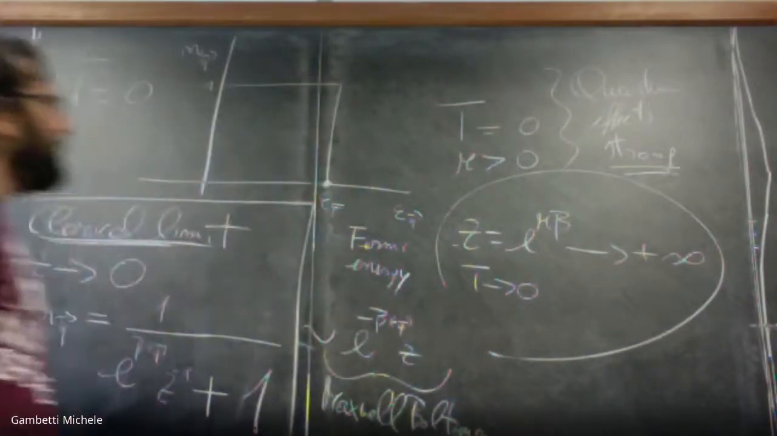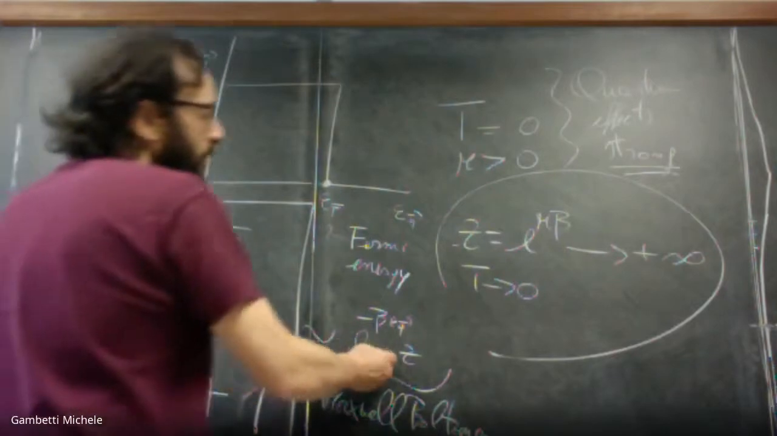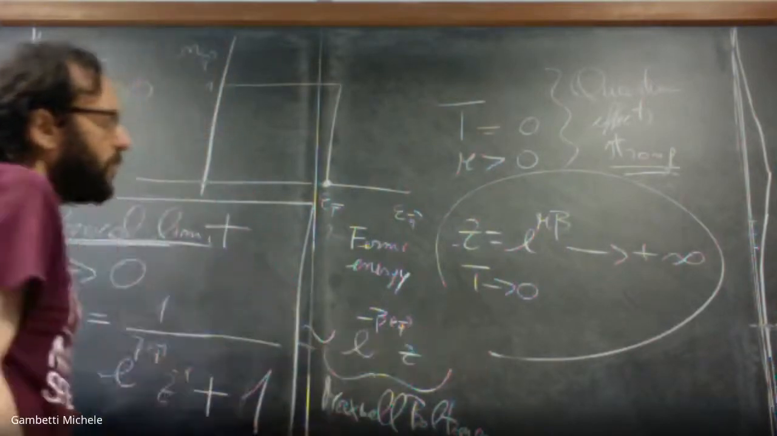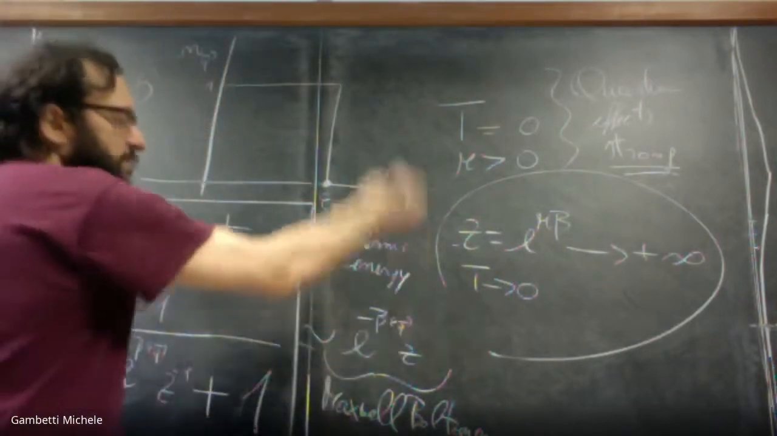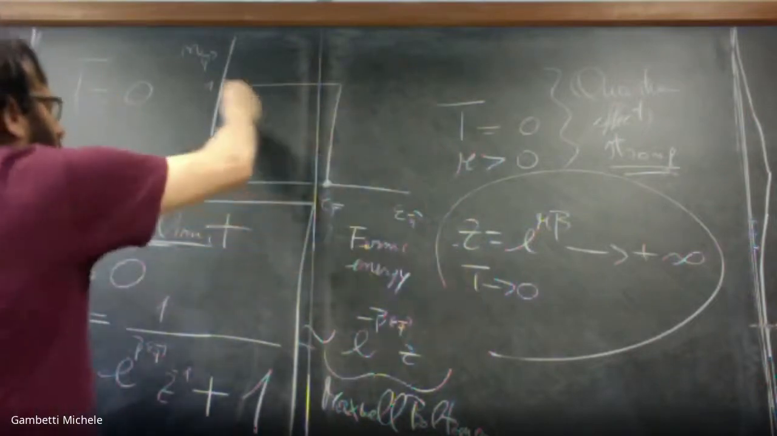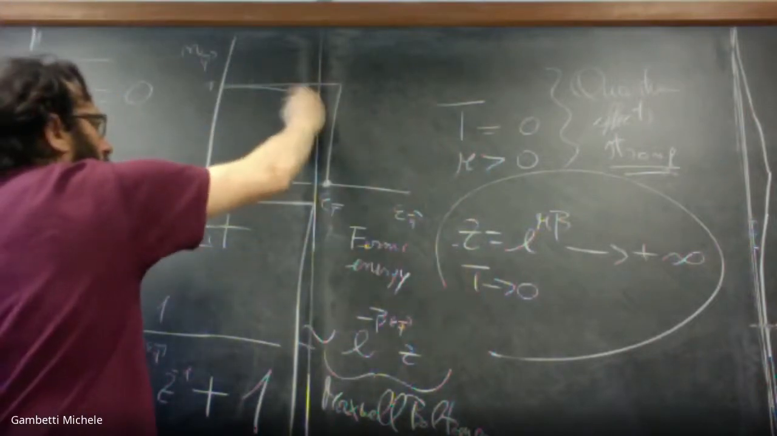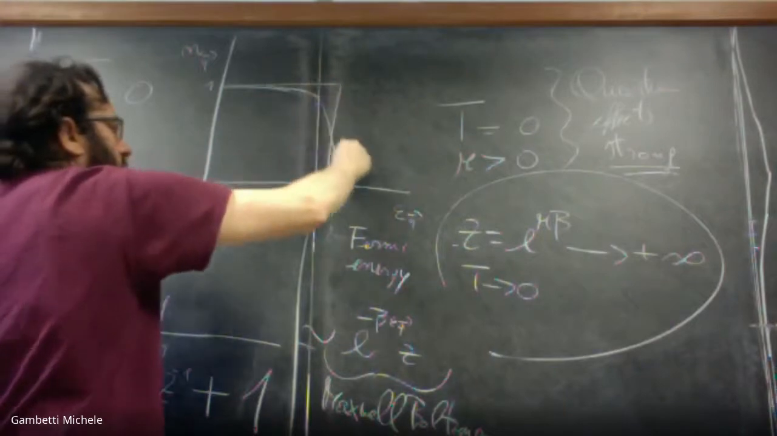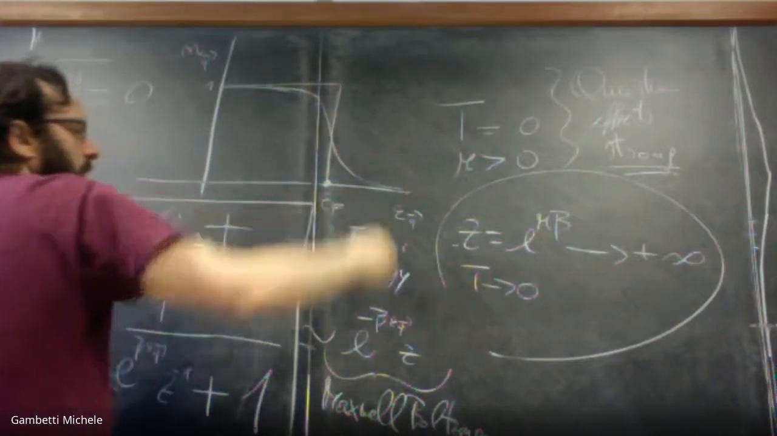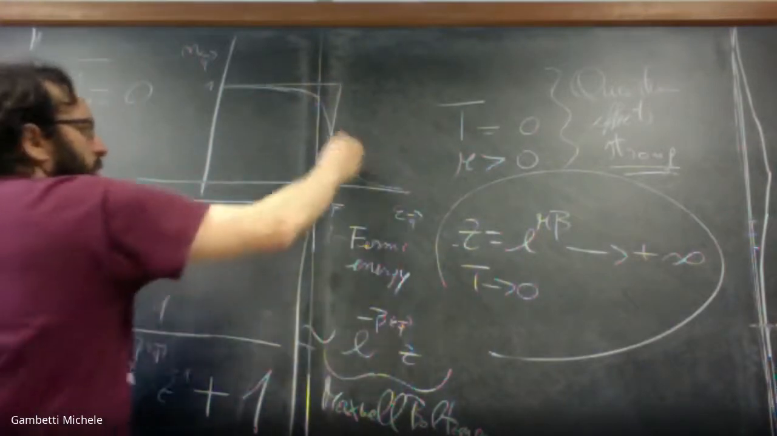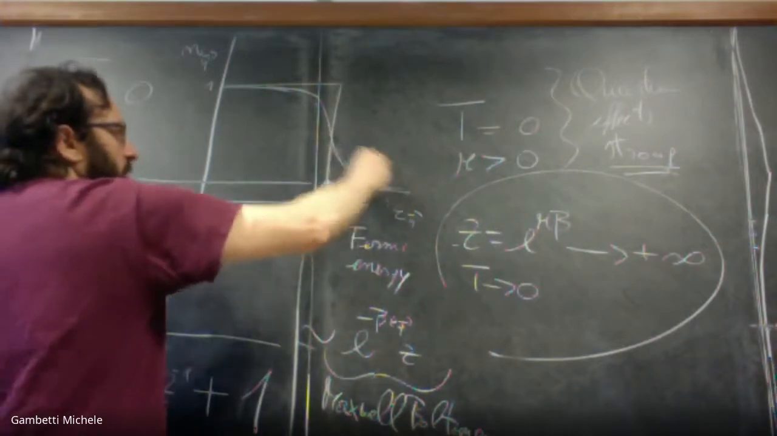In which basically what I see from the Fermi-Dirac or from the Bose-Einstein is just the exponential tail. So this will be the Fermi-Dirac at finite temperature. In this limit, the classical limit, what I see is just the tail, the exponential tail.